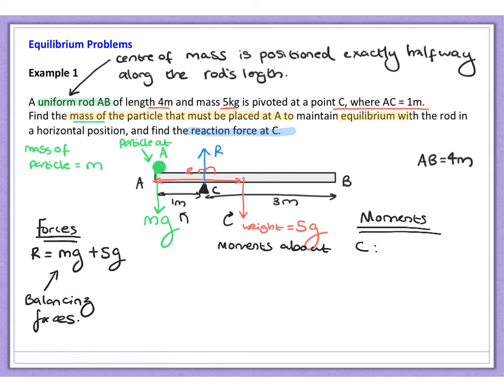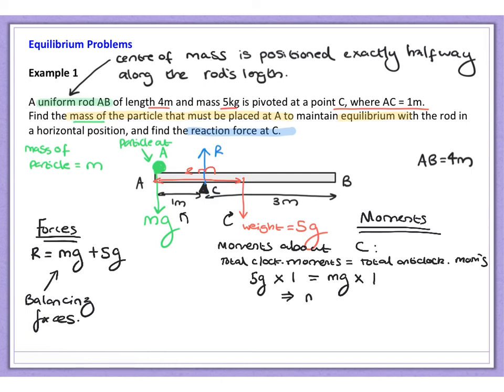So remember, if the system is in equilibrium, our total clockwise moments equal our total anti-clockwise moments. So what are our total clockwise moments? Well, we have the weight of the rod, 5g, multiplied by the distance from the pivot C, which is equal to 1 metre. And this must be equal to the weight of the particle, which is mg, multiplied by its distance from the pivot, which is also 1. And this very simply gives us the mass of the particle as 5 kilograms.